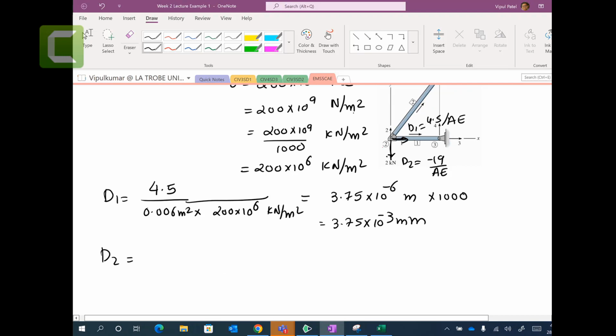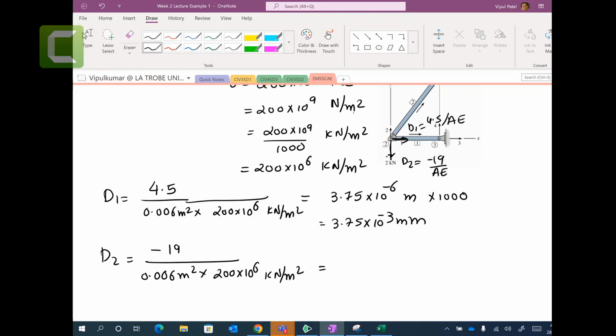Similarly, D2 minus 19, 0.06 meters square, 200 times 10 raised to 6 kilonewton per meter square. So 19 divided by 0.06 times 200 times 10 to the power 6, you get 1.58 times 10 raised to minus 5 meters. And if you multiply by thousand, you get 0.02 millimeters.